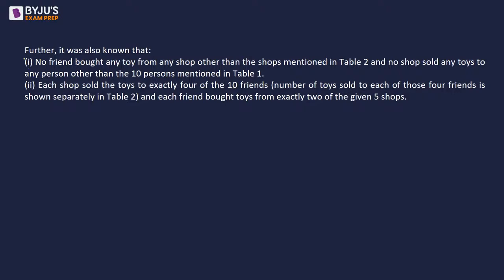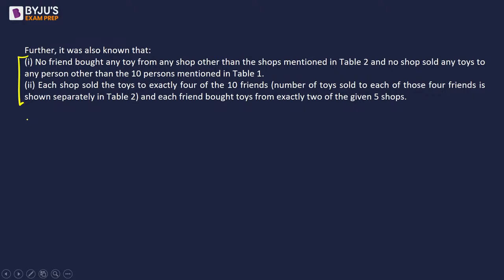There are 2 more statements given. Further, it was also known that no friend bought any toy from any shop other than the shops mentioned, which was obvious, and no shop sold any toys to any person other than the 10 persons mentioned in table 1, which is obvious. We have already counted the total number of toys, even if we did not know this.